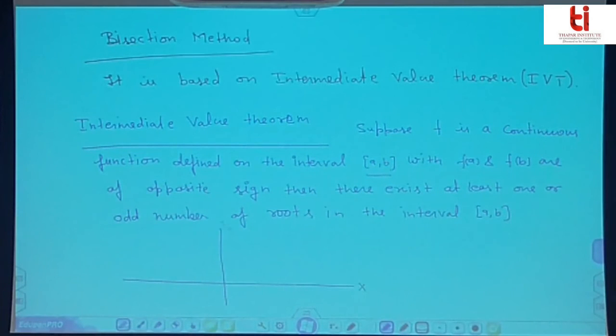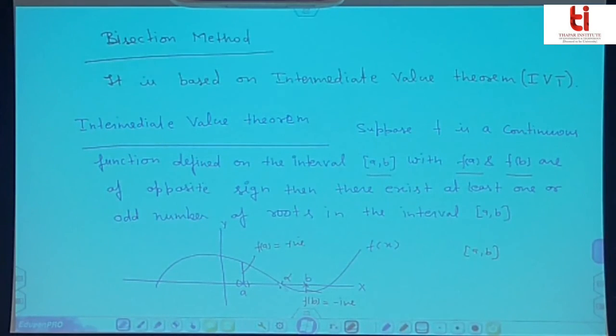Suppose this is the x-axis, y-axis, and the function is f(x). Suppose this function is continuous between the interval a and b. So this is the point a, and this is the point b. In this interval, the function f(x) is continuous. And f of a is positive, f of b is negative. So f of a and f of b are of opposite sign. Then it will certainly cross the x-axis at least once inside the interval [a, b]. So this is the root where the function f(x) crosses the x-axis.